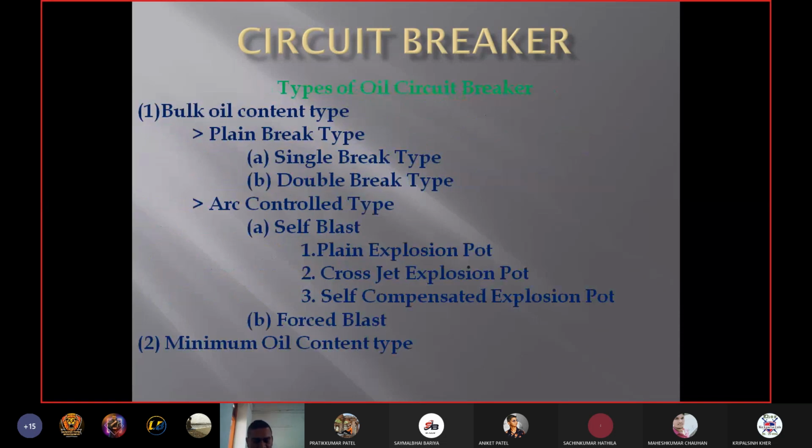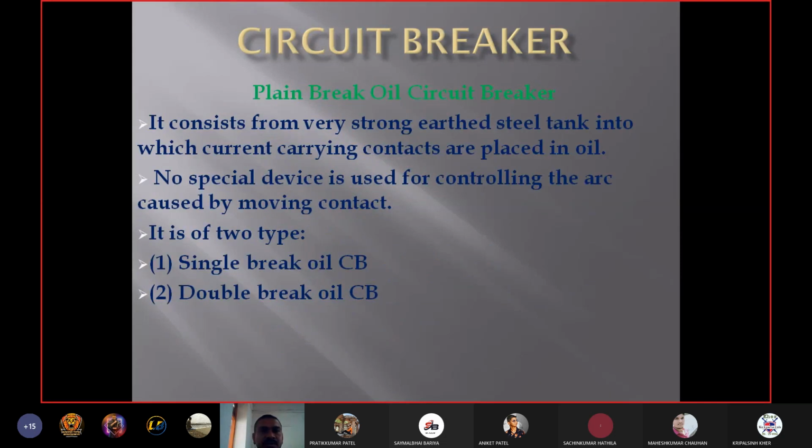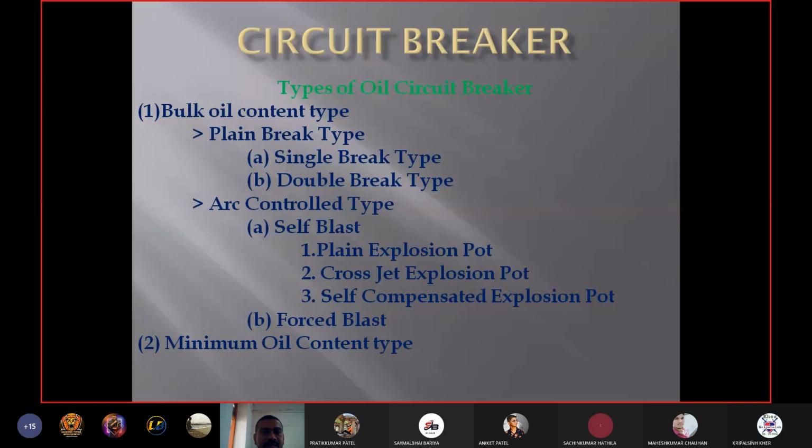Okay, so this is the classification of the circuit breaker. Next we will discuss one by one the circuit breakers: the plain break type, single break type and double break type, arc control, self blast, forced blast type, and then the minimum oil content type circuit breaker.